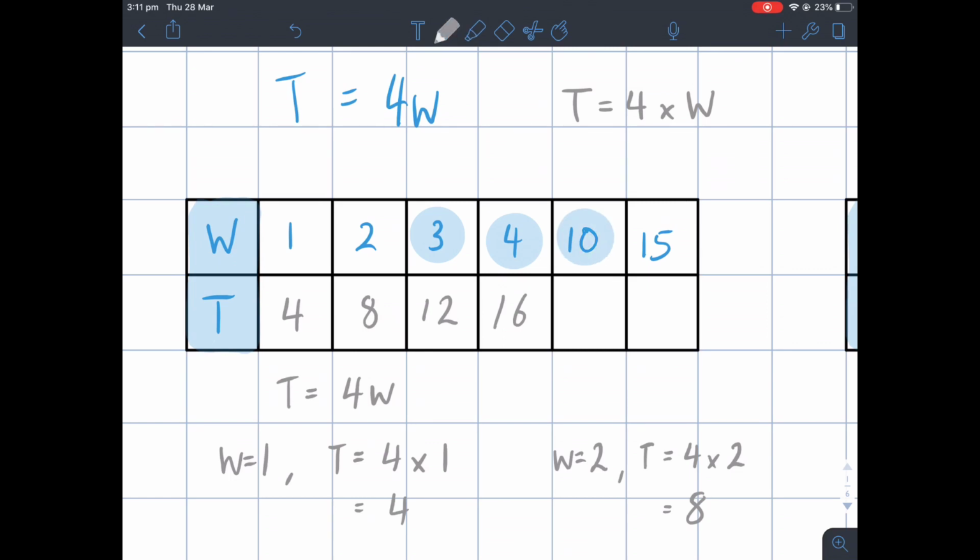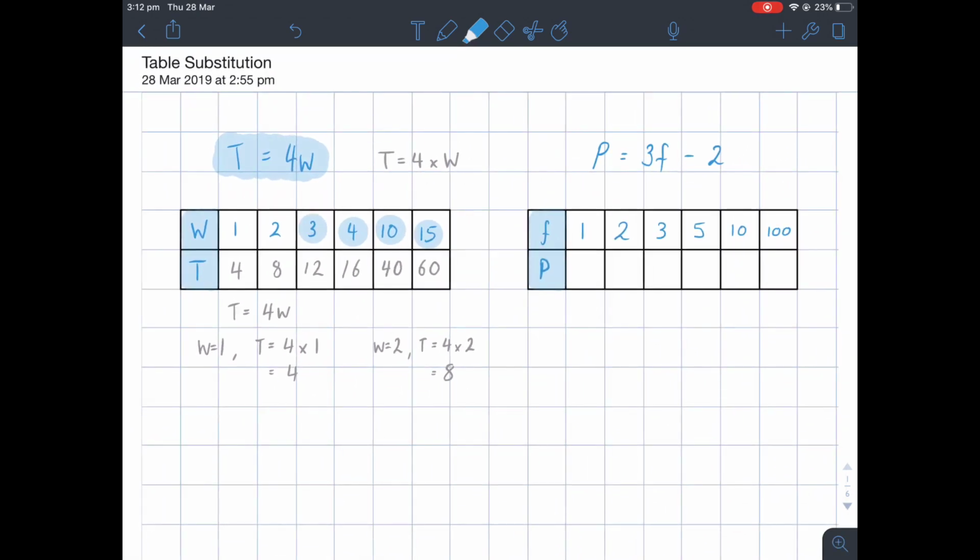So again we can say, well, t is equal to 4 lots of w, 4 times w. So in this case, when w is equal to 10, it's 4 times 10, which is 40. And the last one here, when w is equal to 15, we've got 4 times 15, which is 60. So you can see that whilst we've got one formula here up at the top, which is t equals 4w, depending on the value of w that we substitute into that formula, we can get a variety of different values for t. So it's all dependent on that value of w.